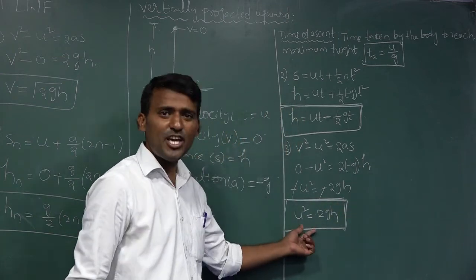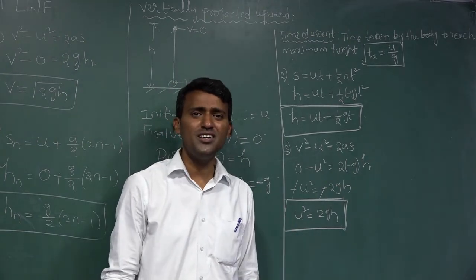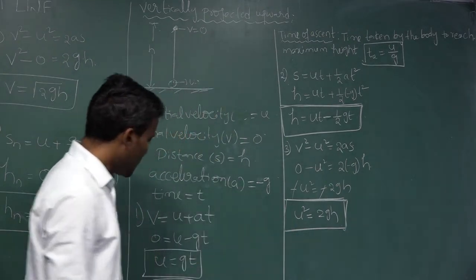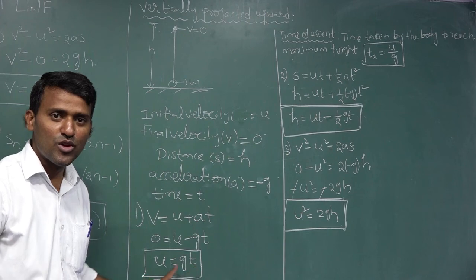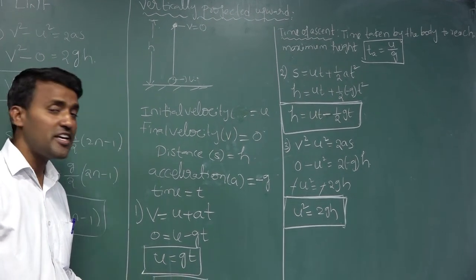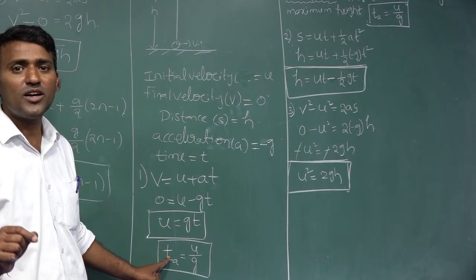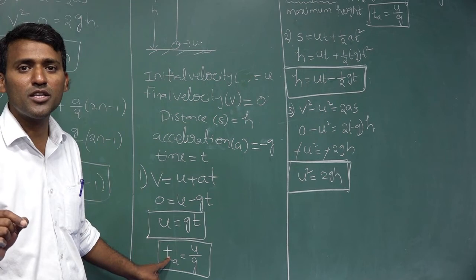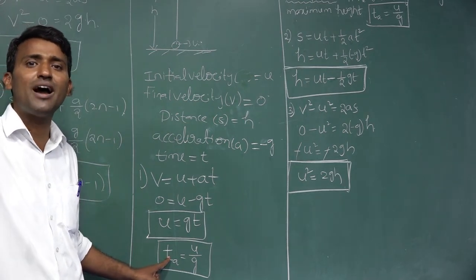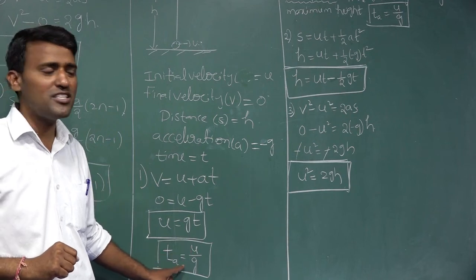Now from this equation I will define the maximum height. See here how I define. u is equal to gt. From u is equal to gt I take Ta is equal to u by g. Here Ta I consider as the time of ascent. What is time of ascent? Time taken by the body to reach maximum height is called time of ascent. Ta is equal to u by g.